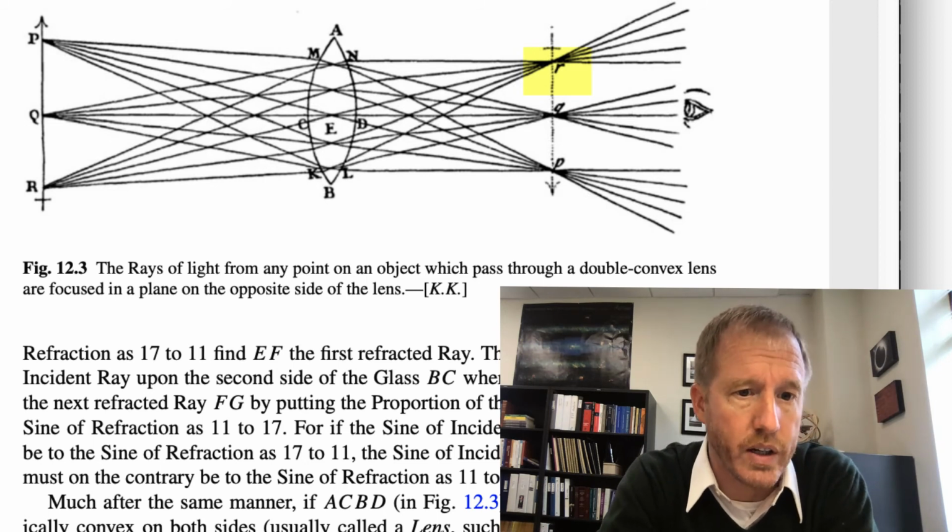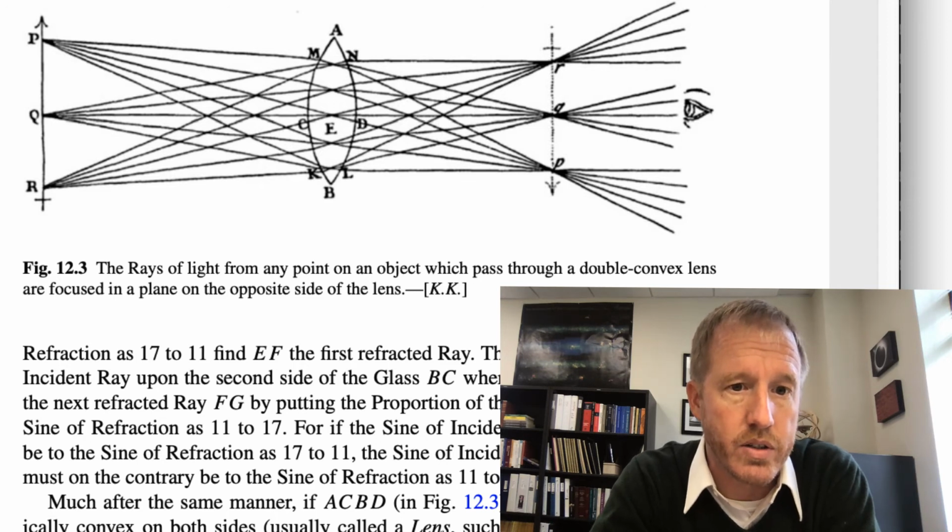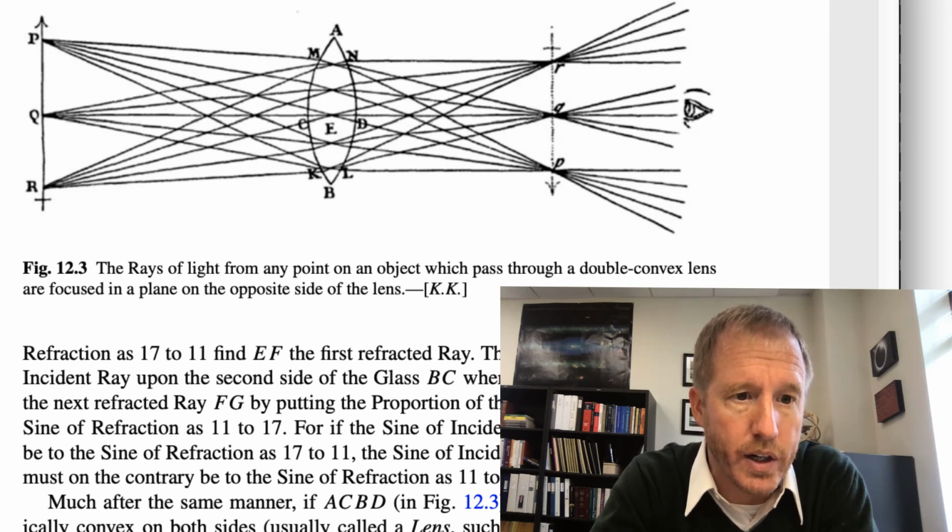So I'll just read what he says here. He says, much after the same manner, if ACBD in figure 12.3 represents a glass spherically convex on both sides, usually called a lens, such as is a burning glass or a spectacle glass or an object glass of a telescope, think a magnifying glass, and if it be required to know how light falling upon it from any lucid point capital Q shall be refracted, let capital Q capital M represent a ray falling upon any point M of its first spherical surface ACB.